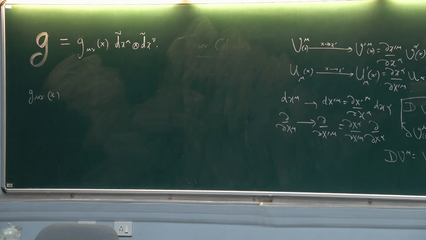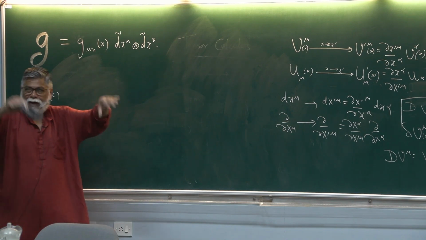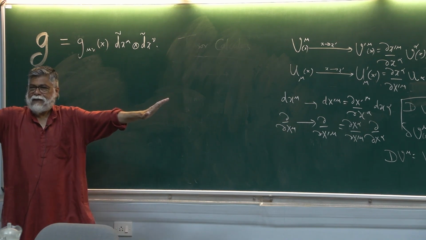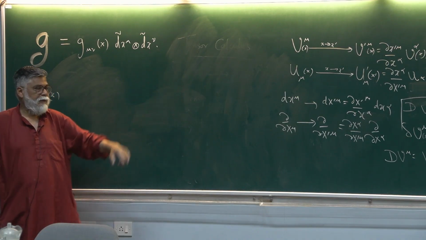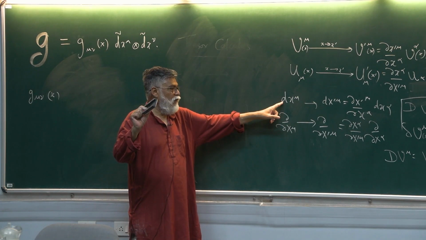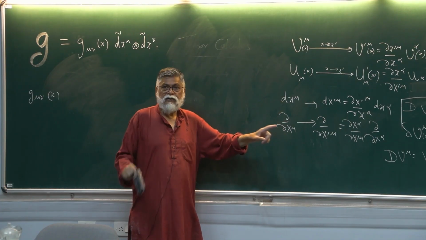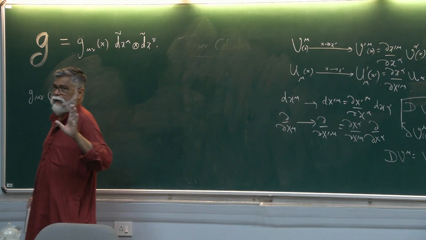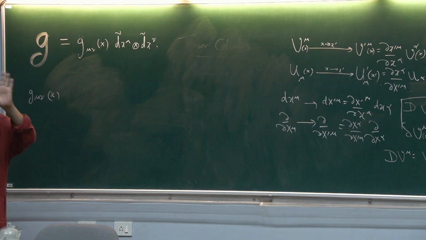Okay. So therefore, now I am completely doing tensor calculus. I am not doing differential geometry. So dx mu is not a one form. Del by del x mu is not a basis vector of vector field. Okay. So that you must keep in mind.